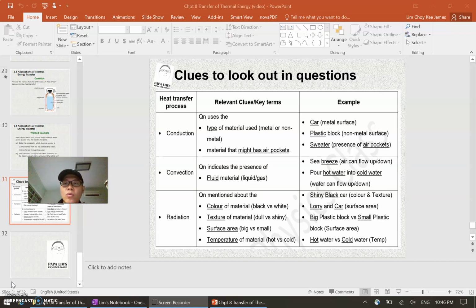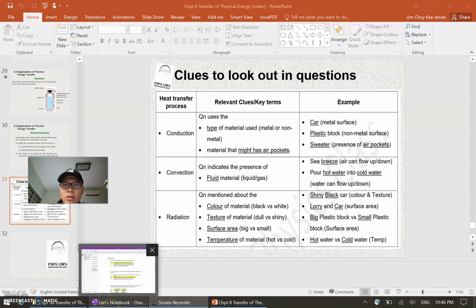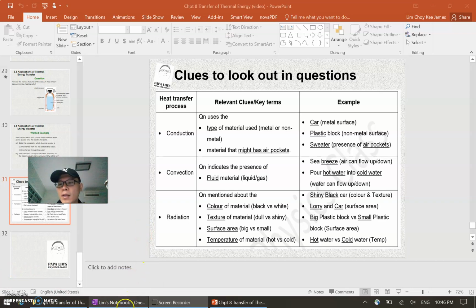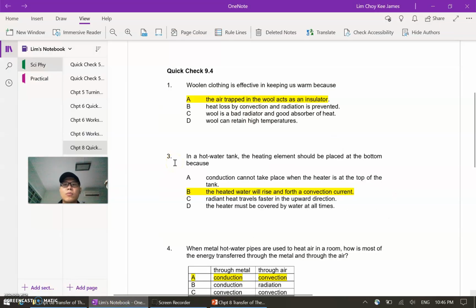We have to look at the clues and familiarize ourselves with the clues, the possible types of questions, and the possible heat transfer method that is tagged along to the clues. So for conduction, convection and radiation, they have their respective clues. Now we'll look at the questions and see how we can use the clues to solve them.